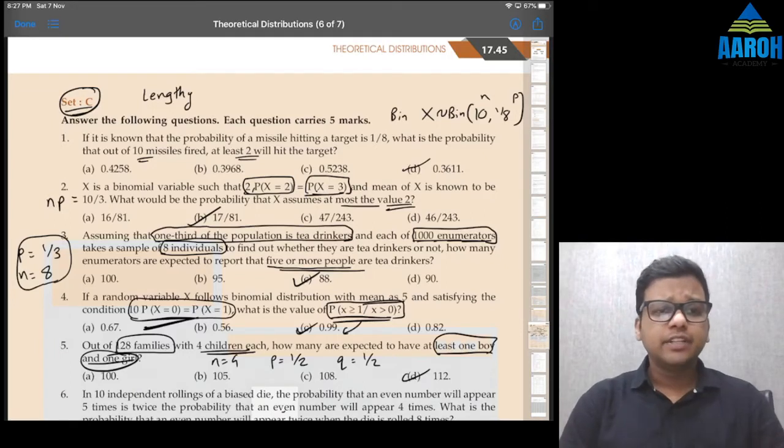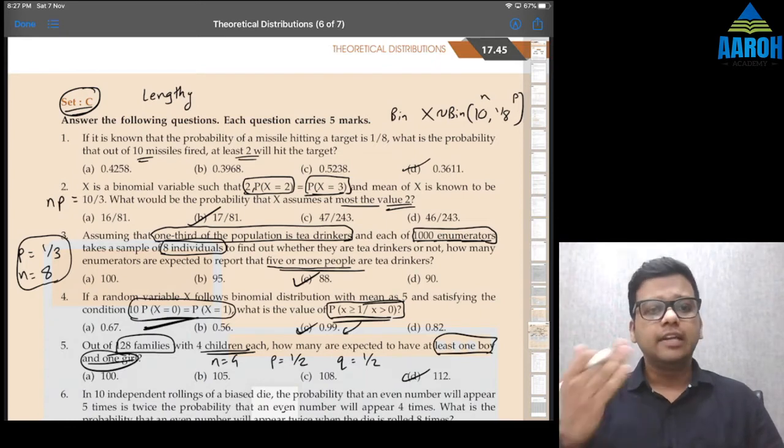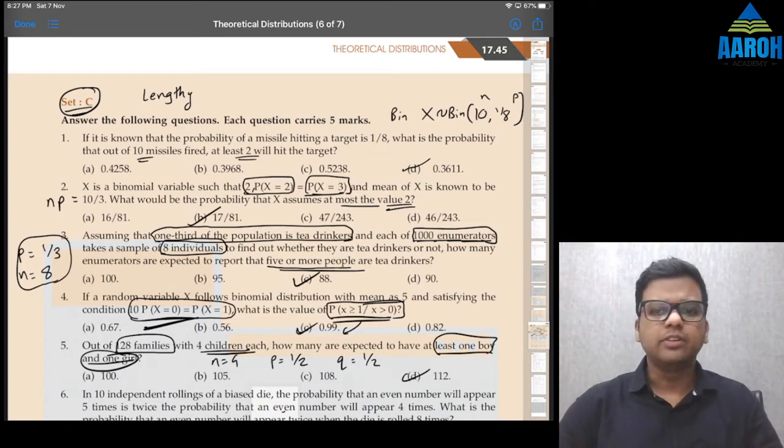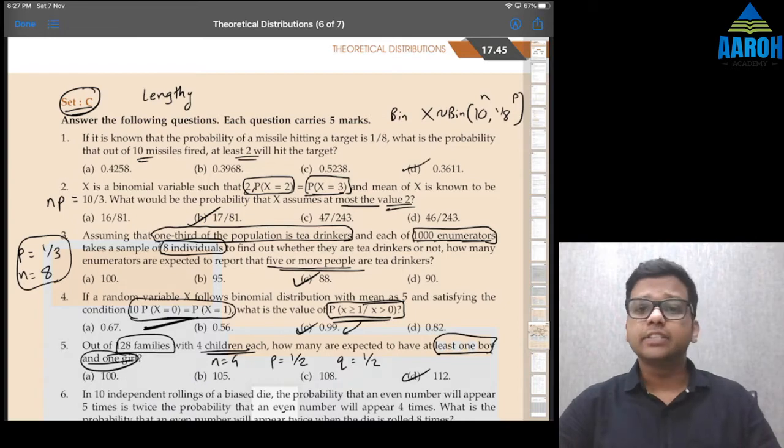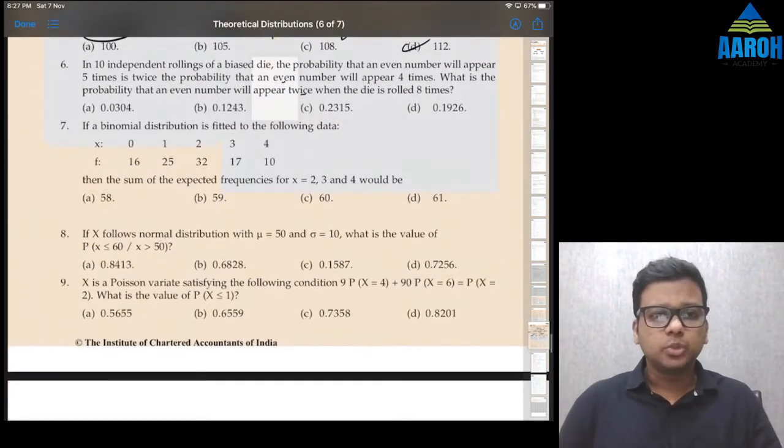Okay, so we are already done with the first 5 questions of set C of theoretical distributions. Let's deal with the next 4 or 5 questions now. Like I said, these questions are lengthy, but they cover nearly every concept of the chapter, so that is important. Let's go to the sixth question.